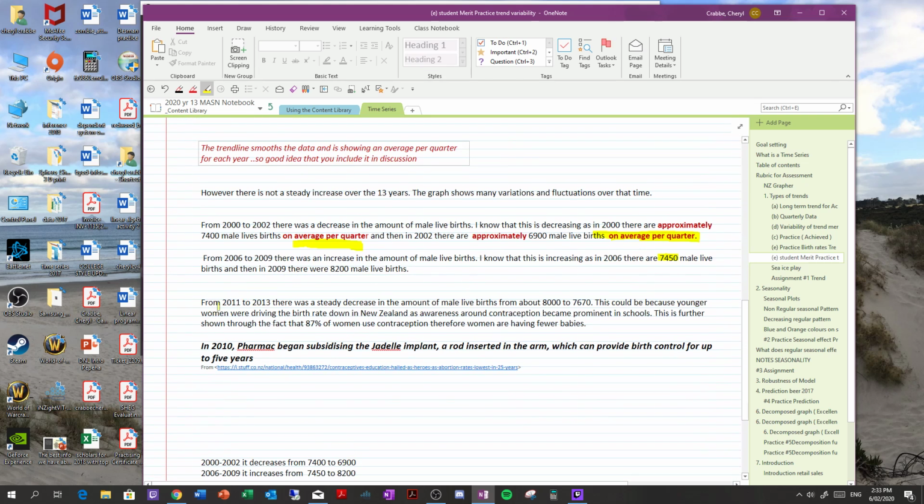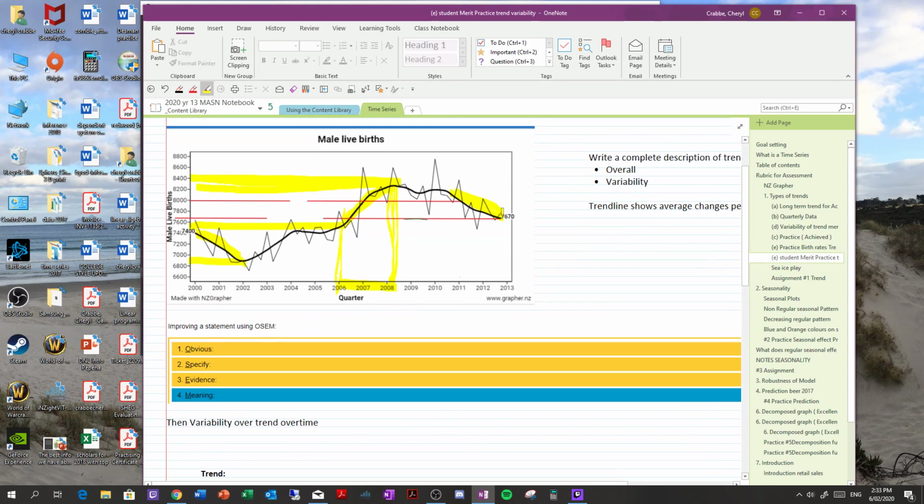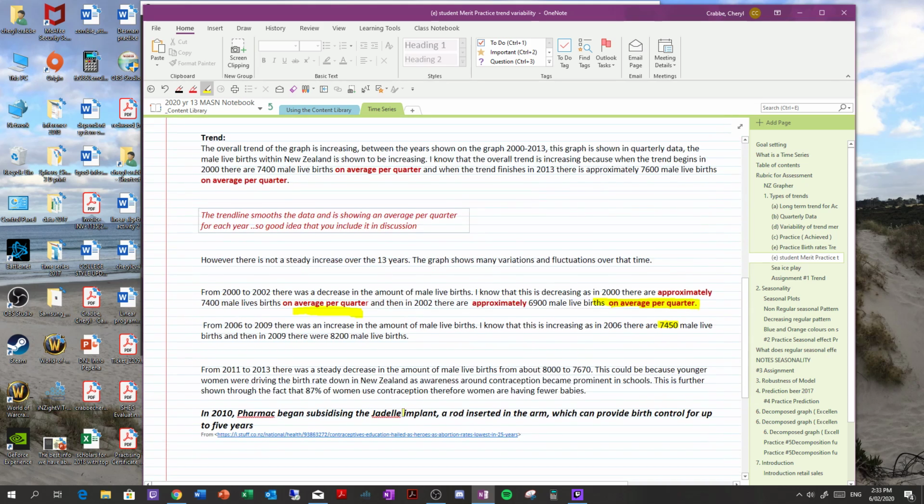And then finally, from 2011 to 2013, there was a steady decrease here. Again, in the amount of male live births, from about 8,000 to 7,670. This could be because younger women were driving the birth rate down in New Zealand as awareness of contraception became prominent in schools. Maybe some sort of school program in sex ed brought in the idea of contraception. And maybe that was the first time they started to really teach it full time.